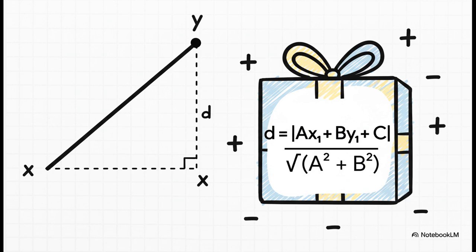If you need to find the shortest distance, d, from a point to a line, you just have to plug the values into this formula. That's it. It's a direct shot question that gets you full marks. Just one piece of advice. Be very, very careful with the plus and minus signs, okay?